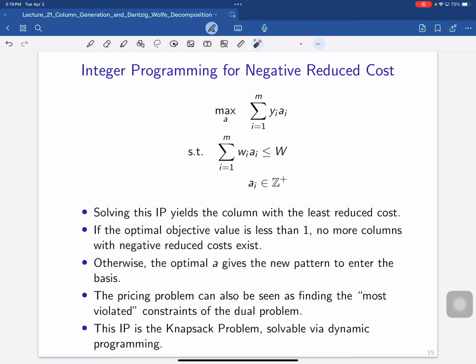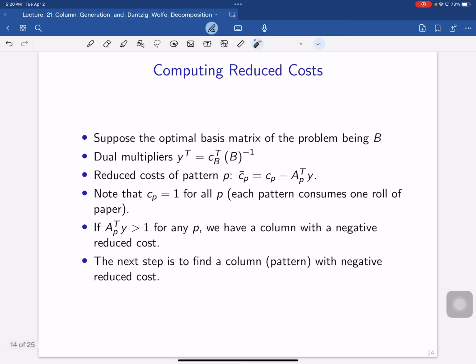And in the objective, recall that the coefficients in the objective are the dual variables in the master problem, right? Recall that here you are trying to maximize this term AP transpose Y. And Y is the dual variables you get from the master problem. Or you can think about this as the basis matrix inverse times CB. Okay.